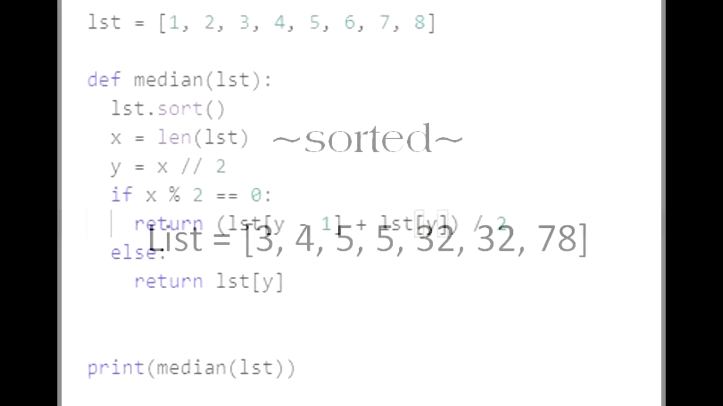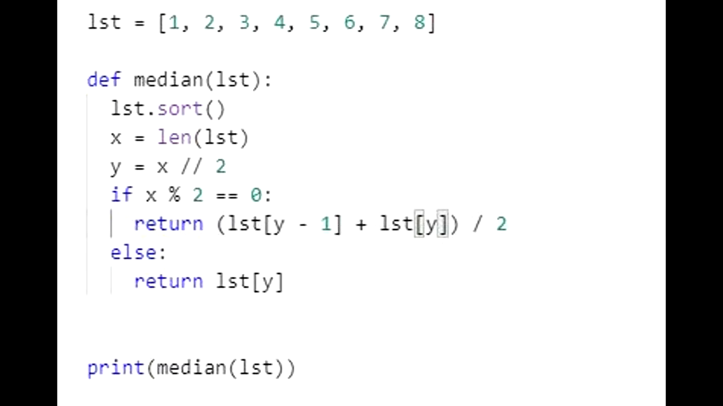For the even-numbered list, I made it very simple, 1 through 8, and in the formula, the if statement is going to have to go to work. X modulo 2 with a 0 remainder means the length of the list is an even amount of numbers.